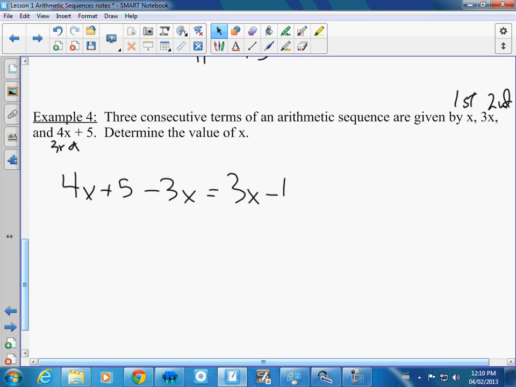Where do you want to bring everything? Over to the left or the right? Okay, let's bring the x's to the left. To rearrange this, let's simplify this a bit first. What's 4x minus 3x? x plus 5 equals 3x minus 1. Is that correct? Just combine like terms. CLT, combine like terms. What do you want to do now?